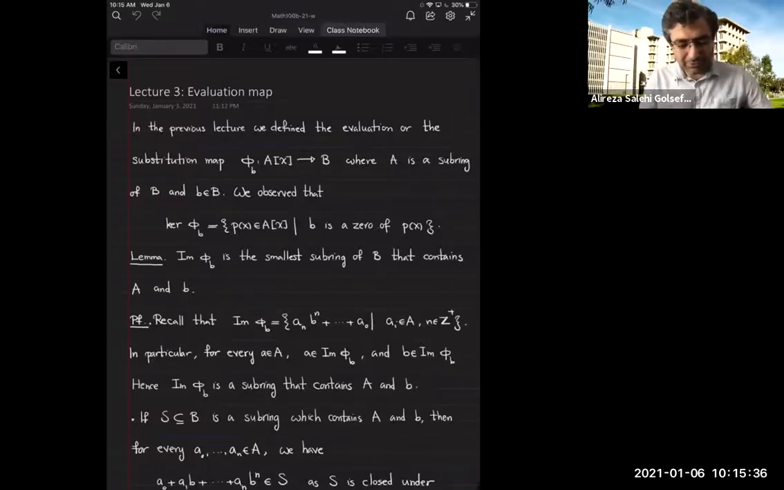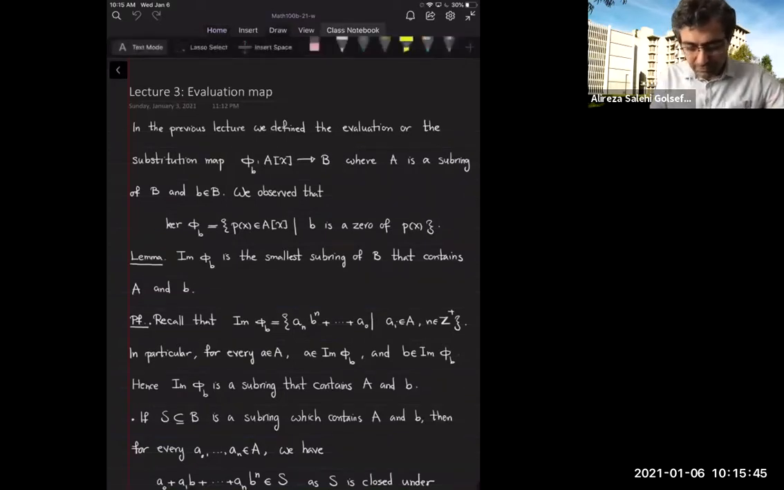Let me quickly recall that in the previous lecture we defined the evaluation or the substitution map from the ring of binomials to another ring by essentially evaluating the binomials at a particular element of the target ring. We denoted this by phi sub b. It's not a God-given notation. We are using it for this course.